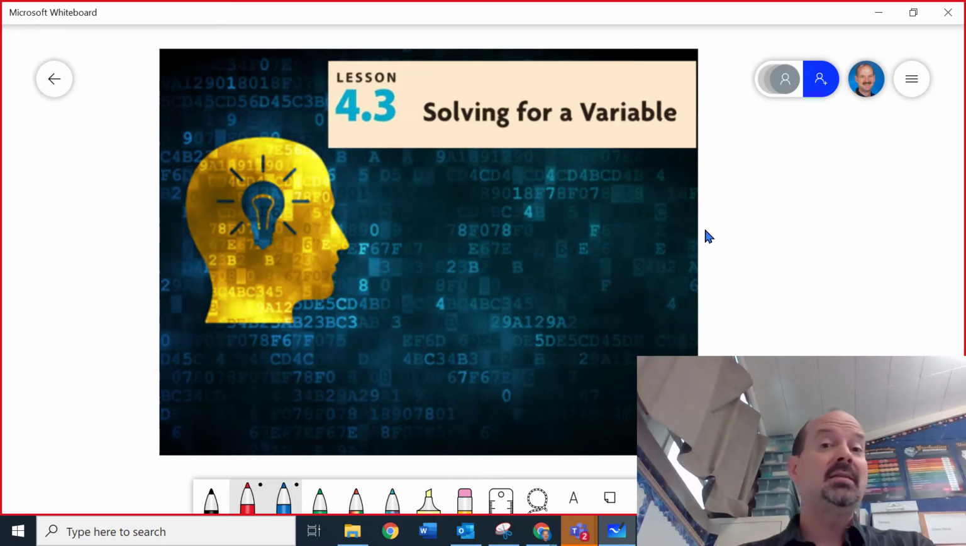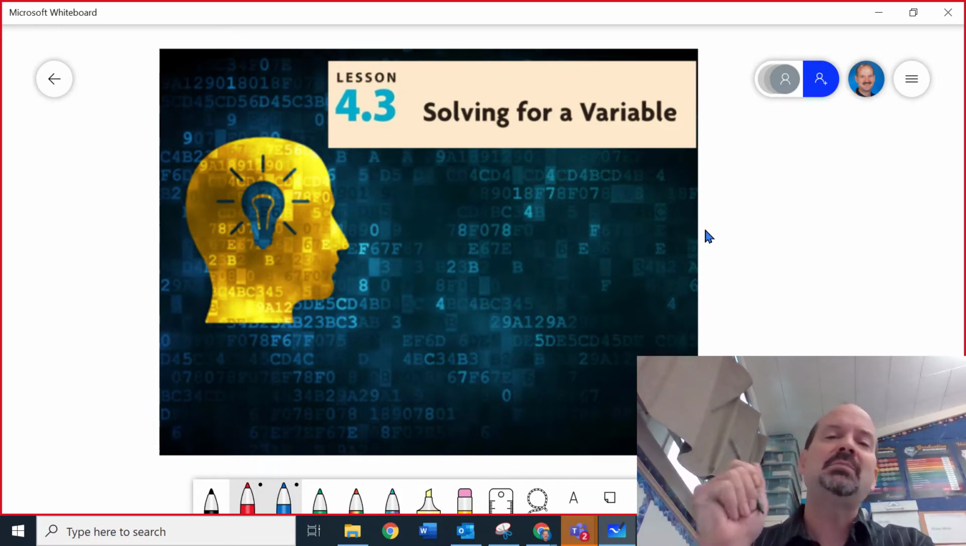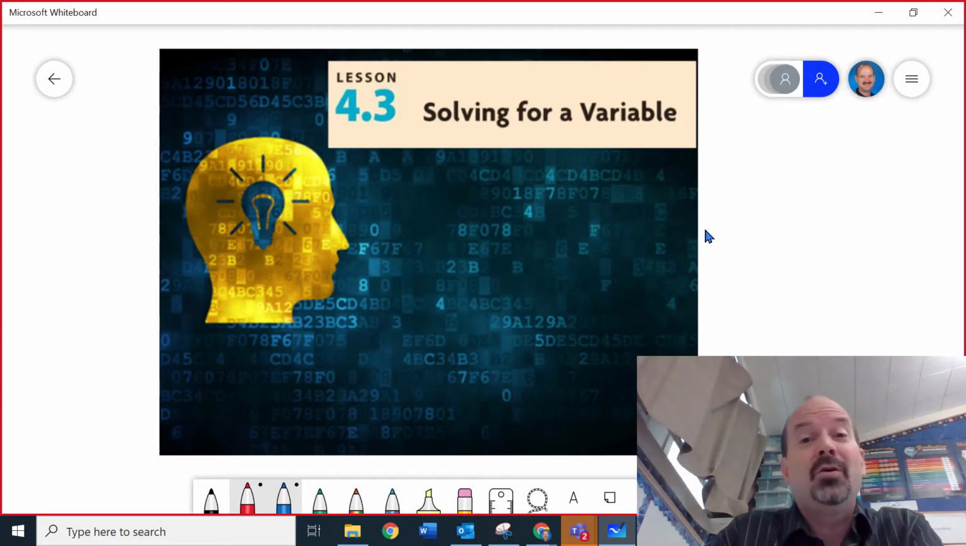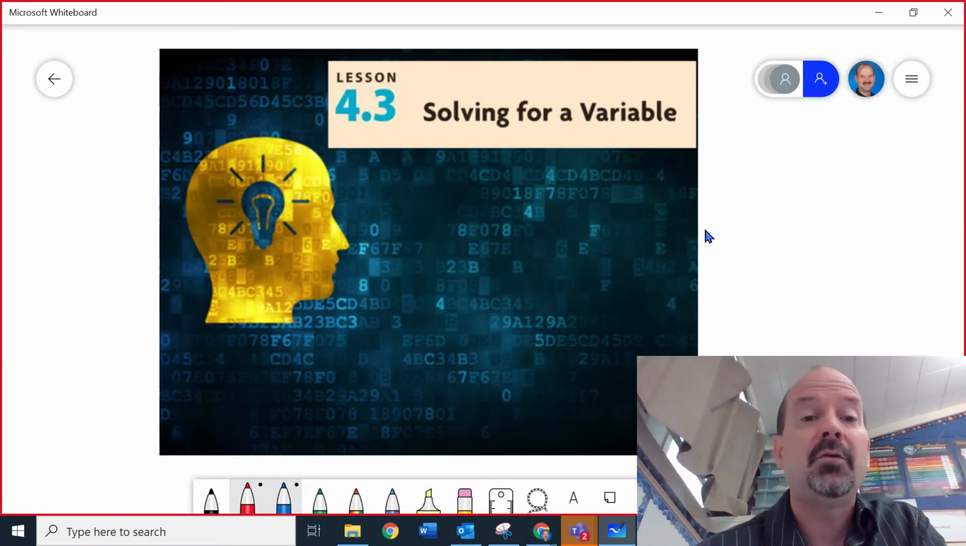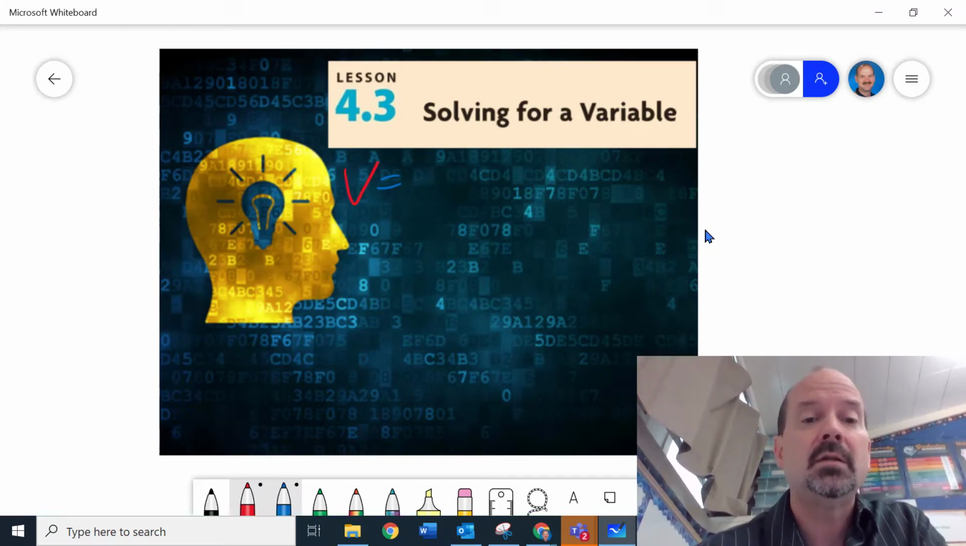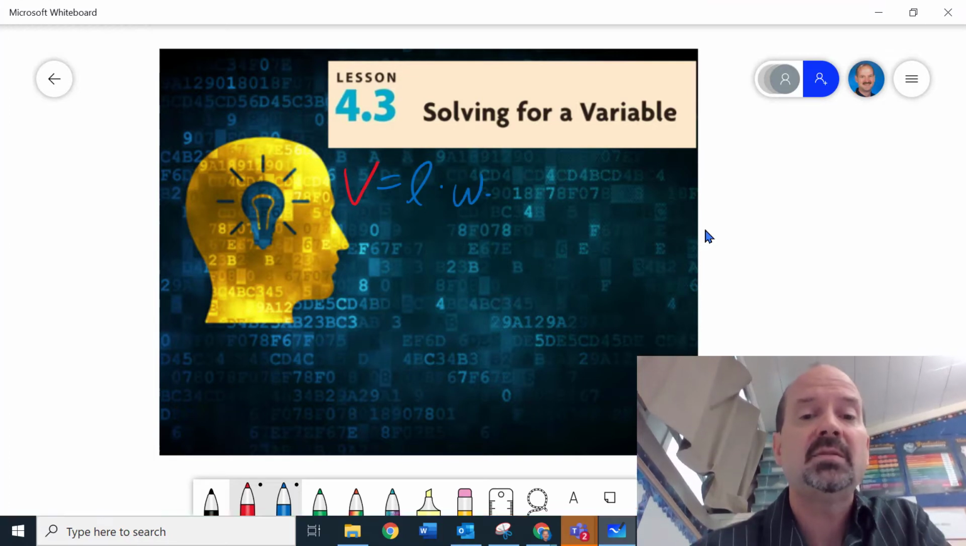So in this next section that we're doing, the last section of chapter 4, 4.3, we're solving for a variable. Wait, haven't we been solving for a variable? Yes. But this is more like solving for a variable in terms of a variable, like on a formula. So let me give you an example. The formula for volume is length times width times height.